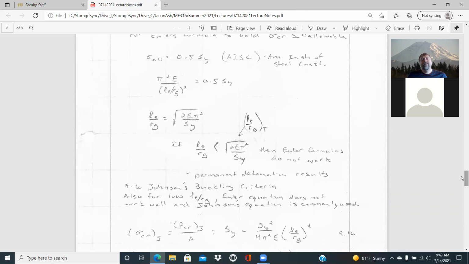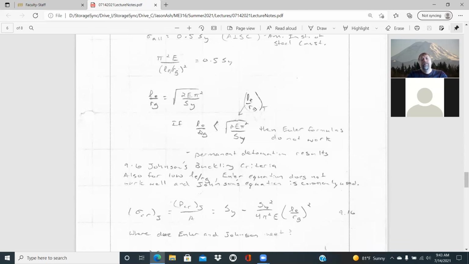We can rearrange that to solve for the slenderness ratio, moving that to the other side, taking the square root of each side. What we would end up with is the square root of 2 times pi squared times E over the yield strength. And so if the slenderness ratio is less than this value, then Euler's formula does not work. And this is really known as the tangent slenderness ratio.